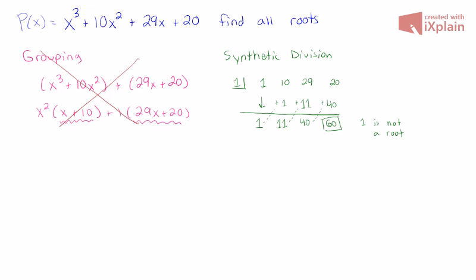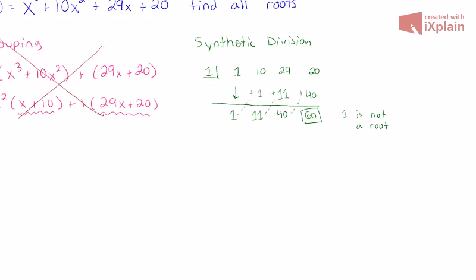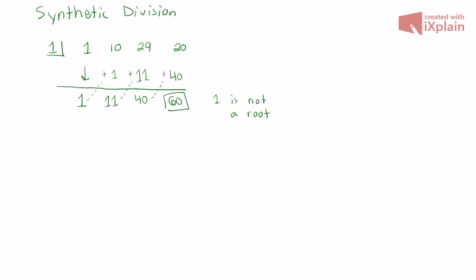We haven't tried -1 yet. So we'll try synthetic division now for -1. Set up our synthetic division the same way with the same coefficients. Bring down the first coefficient, which is 1, multiply by -1, add straight down, 10 plus -1 is 9. Multiply by -1 to get -9, add straight down, 29 plus -9 is 20. Multiply by -1 to get -20, add straight down, and we get 0.